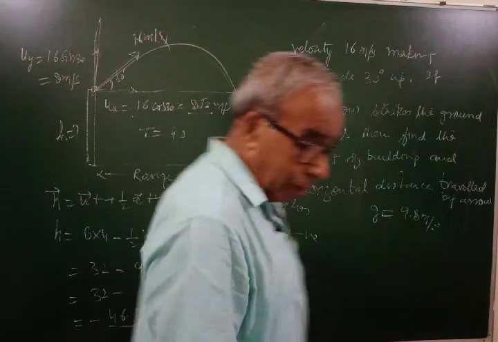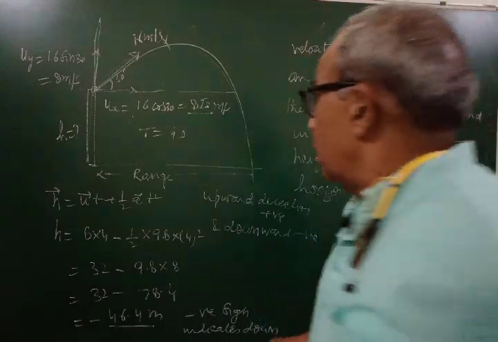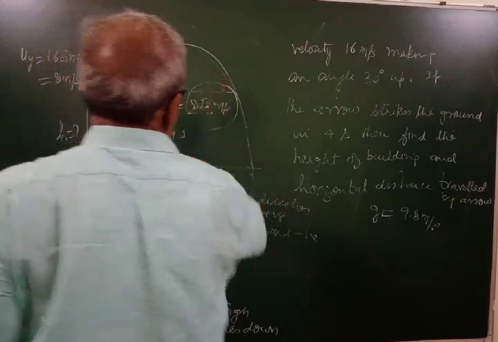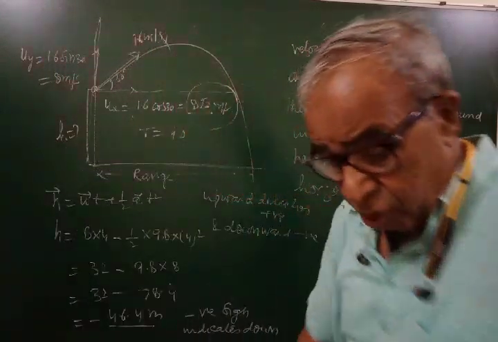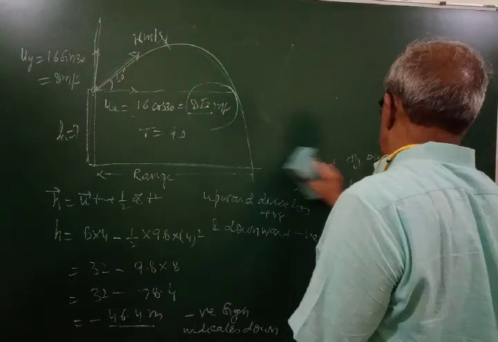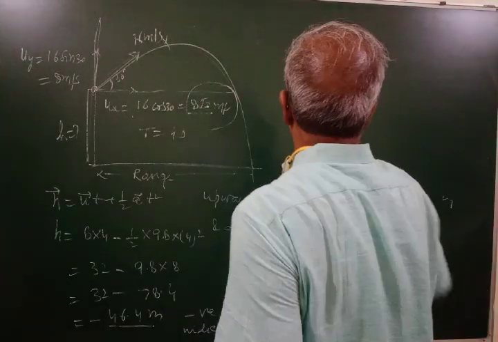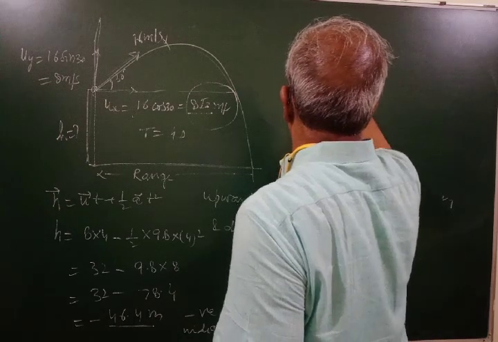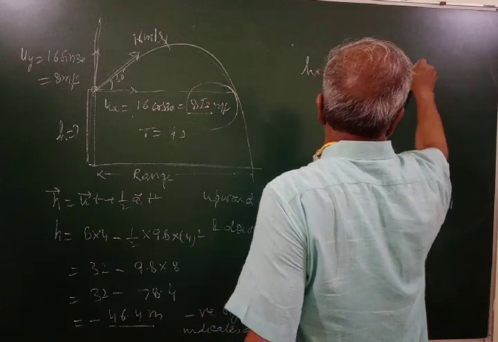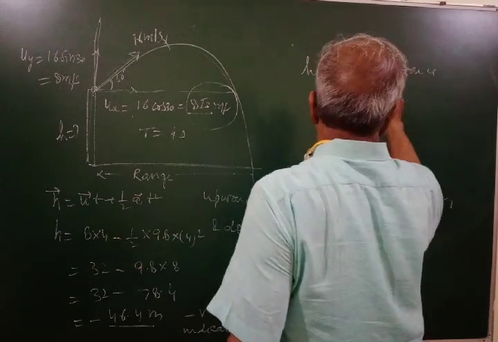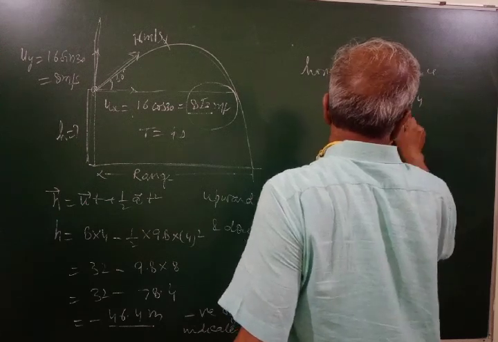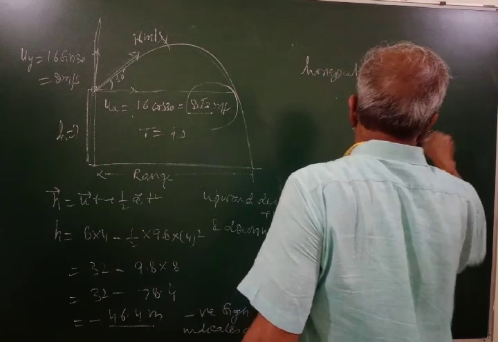Then the horizontal length, very simple. This distance has been covered with this speed for a time of 4 seconds. Only 4 seconds. So horizontal distance is equal to 8 root 3 into 4, which is 32 root 3 meter.